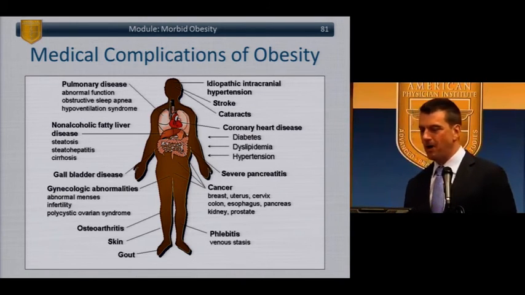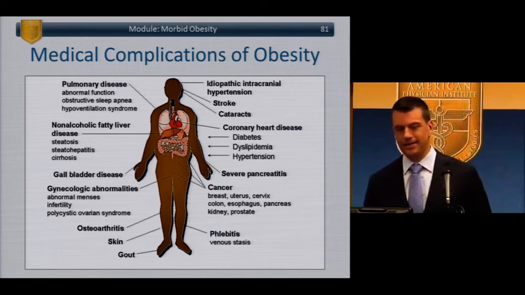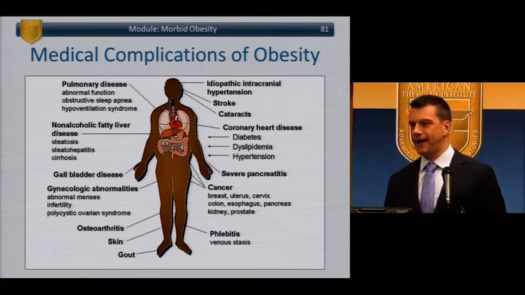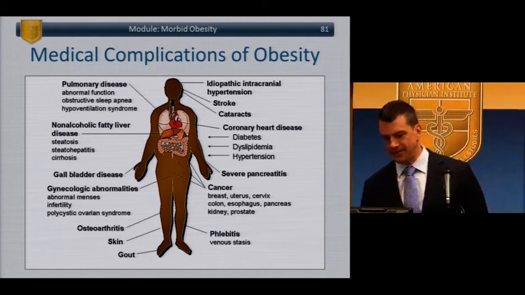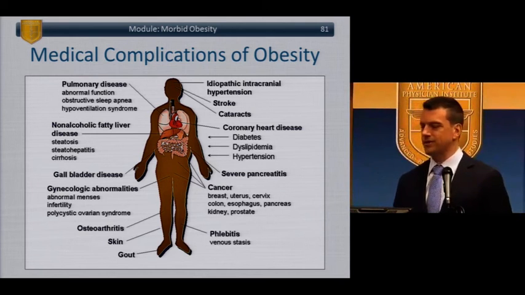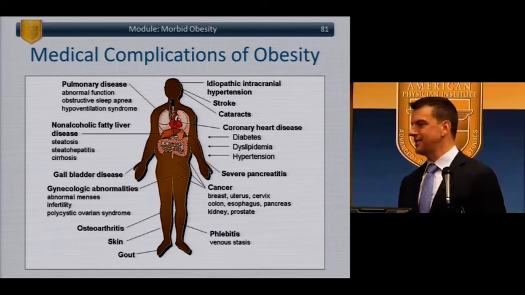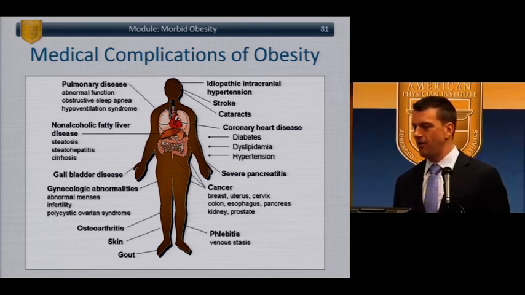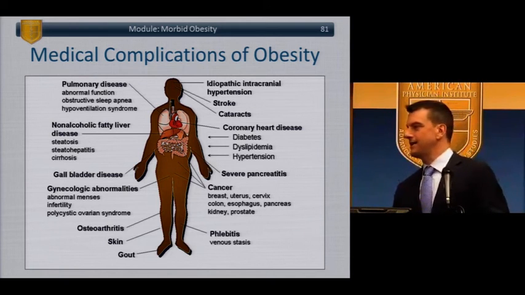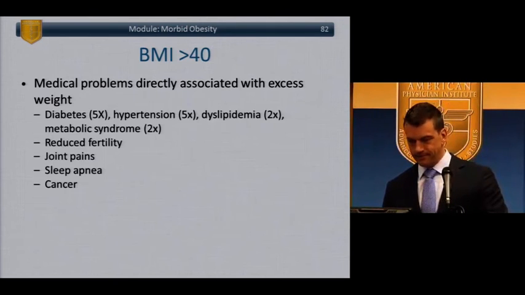Medical complications: pulmonary disease, COPD, exacerbations, NASH or fatty liver. There can be gallbladder disease, gynecologic abnormalities, and joints, especially the knees, tend to go. Some cancers are related. And then diabetes, dyslipidemia, hypertension, all of the risk factors for other morbidity, strokes. And then some idiopathic intracranial hypertension.